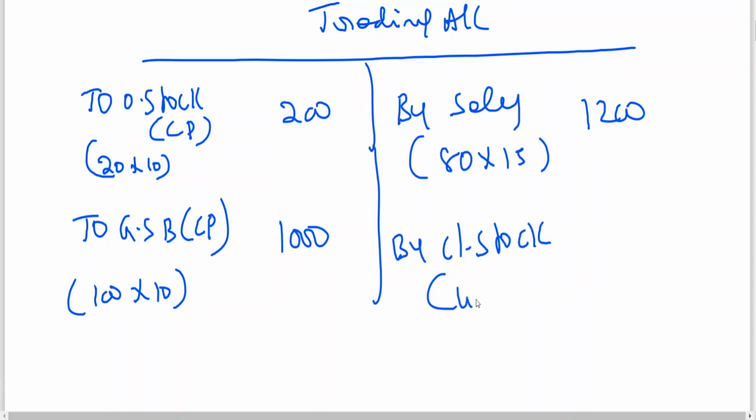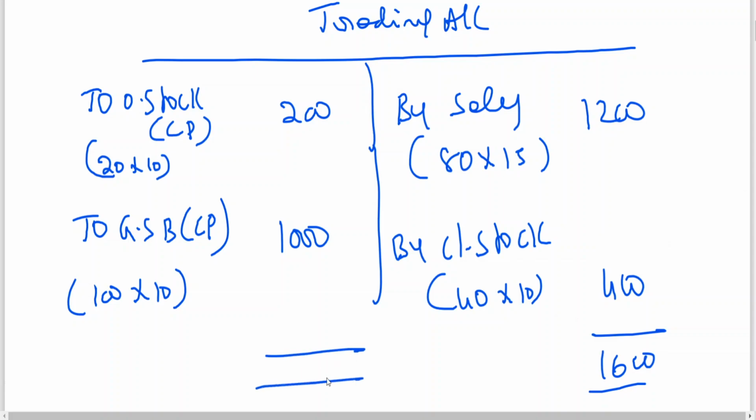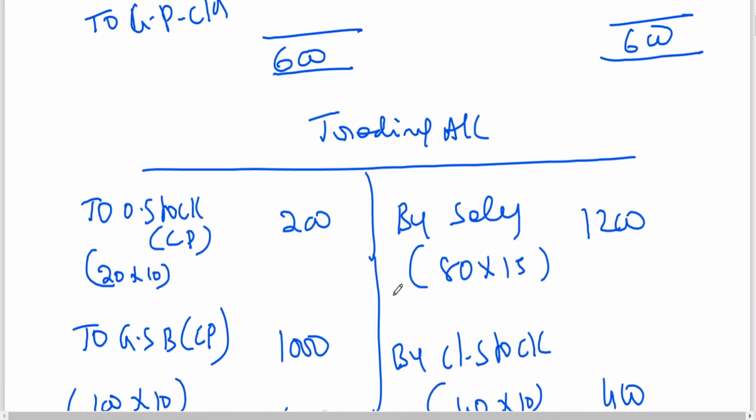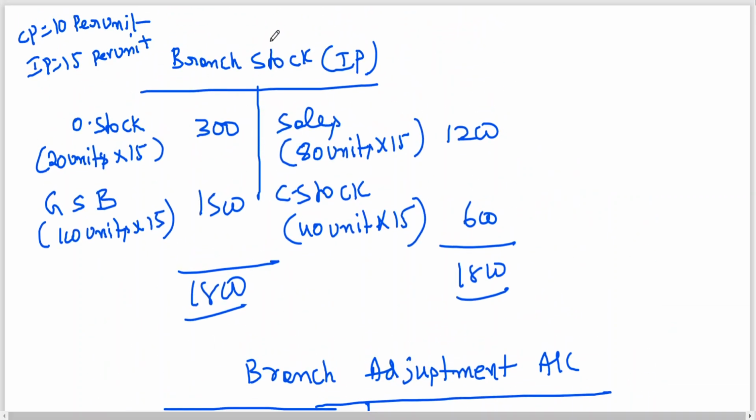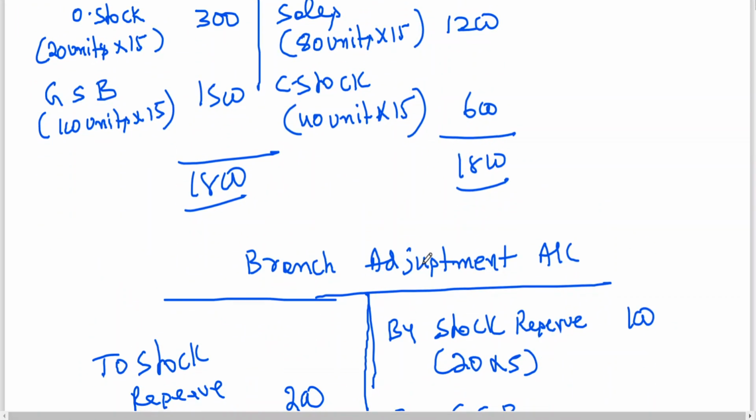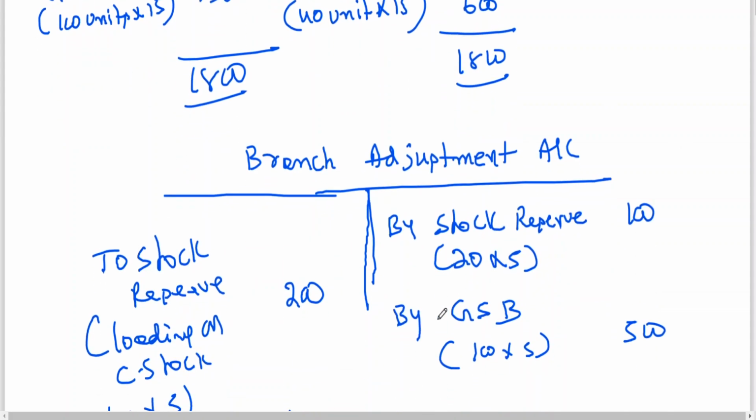We are also comparing 40 into cost price 10, 400. 1200 plus 400, 1600. 1600 minus 1200, 400. What is gross profit carried on? 400. When I am explaining this, something is reminding you, you know, that we have learned somewhere. Last class I gave you a hint, which is nothing but the memorandum stock account and markup account. That memorandum stock account is like branch stock, and branch adjustment is like the markup account.